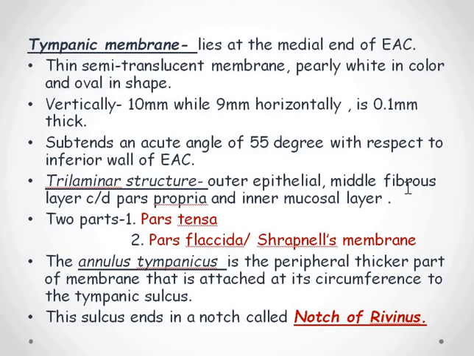Then comes the annulus tympanicus. What is the annulus tympanicus? It is the peripheral thicker part of the membrane that is attached at its circumference to the tympanic sulcus. While doing the surgery, we basically elevate the annulus also, the thickest part. This sulcus ends in the notch called the notch of Rivinus.